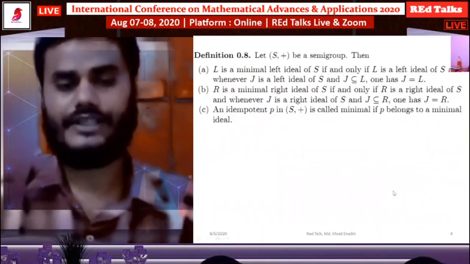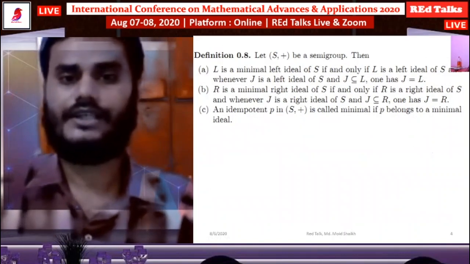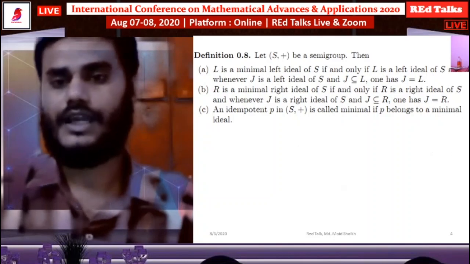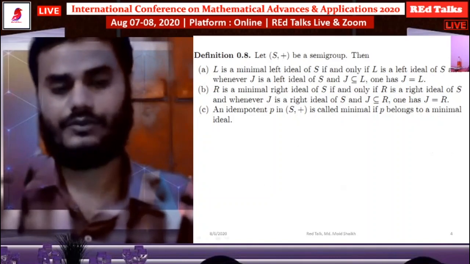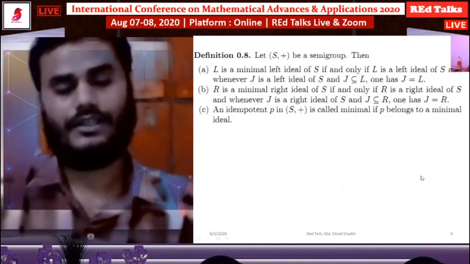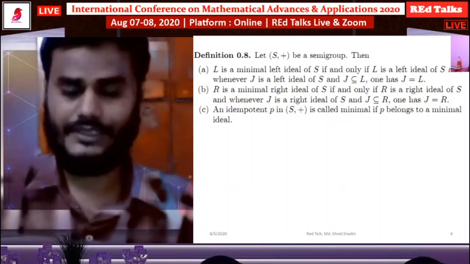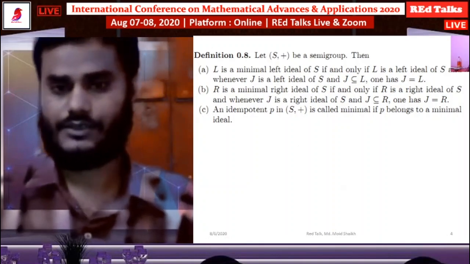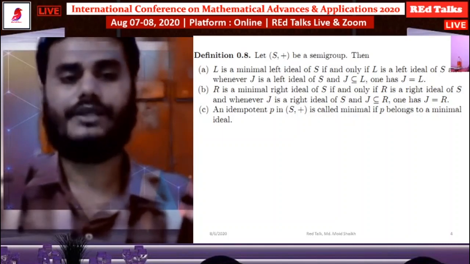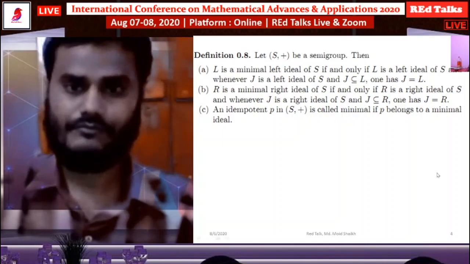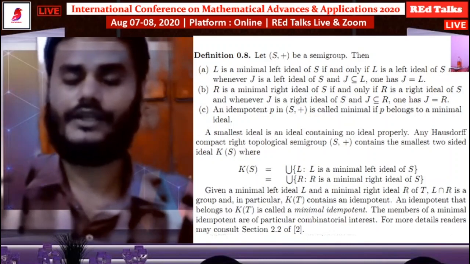L is a minimal left ideal of S if and only if L is a left ideal of S, and whenever J is a left ideal of S and J is a subset of L, one has J = L. Similarly, a similar definition can be applied for a minimal right ideal. An idempotent p = p + p in S is called a minimal idempotent if p belongs to a minimal left ideal. A smallest ideal is an ideal containing no ideal properly.